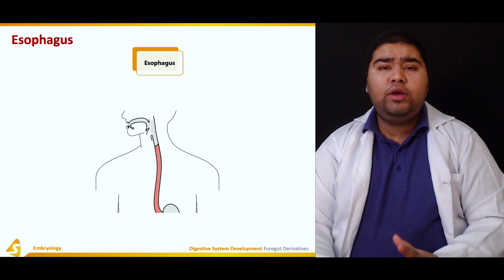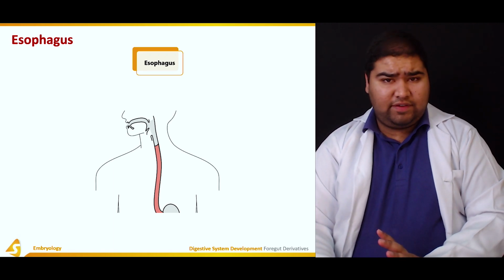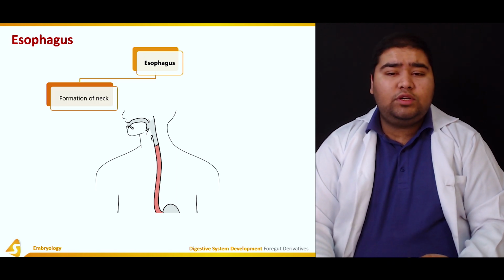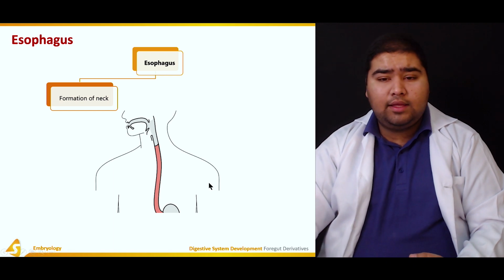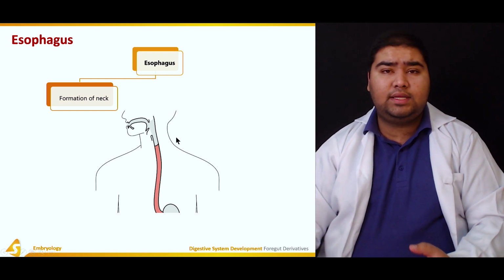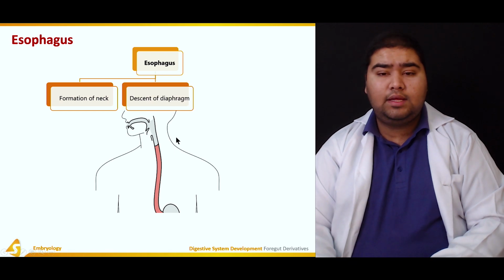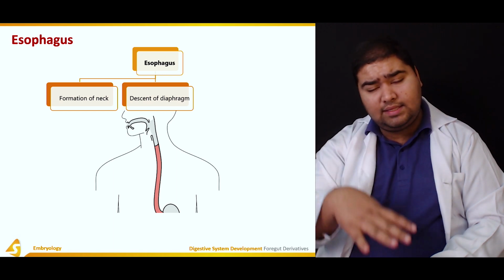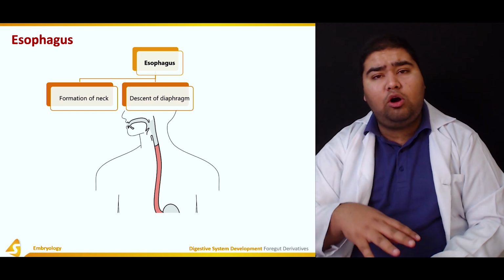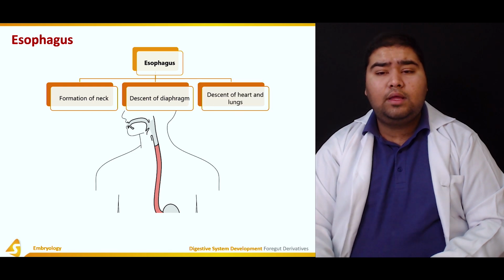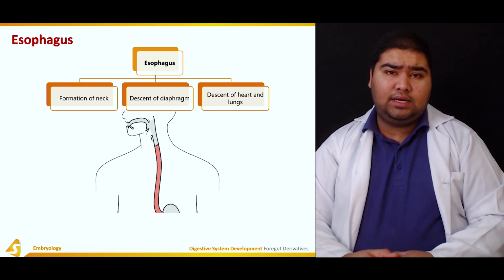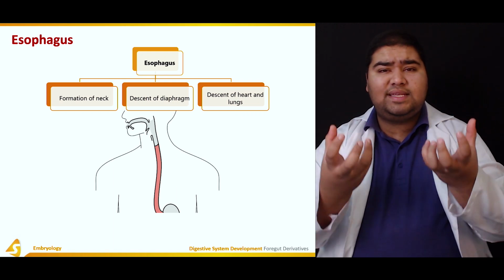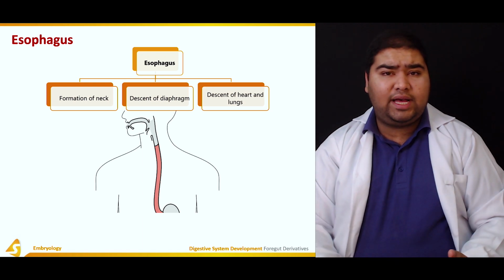So now esophagus. So initially esophagus is a small segment, but how does it increase in its length? So what happens? There's formation of neck. So this neck tissue is formed. This forms and elongates. Now there's descent of the diaphragm. So diaphragm, after being formed, it descends into the thoracic cavity, and along with it goes the esophagus. And there is descent of the heart and lungs. So the lungs are rapidly expanding, the heart is being formed. All of these descend along with the formation of the diaphragm.